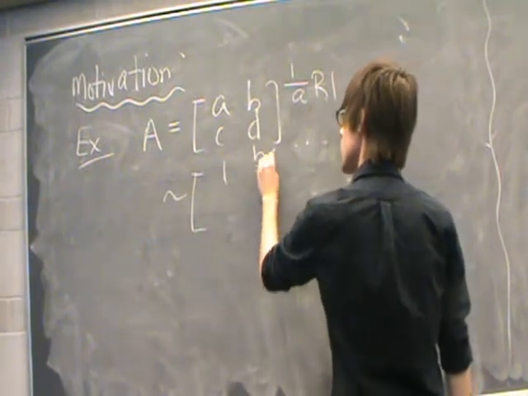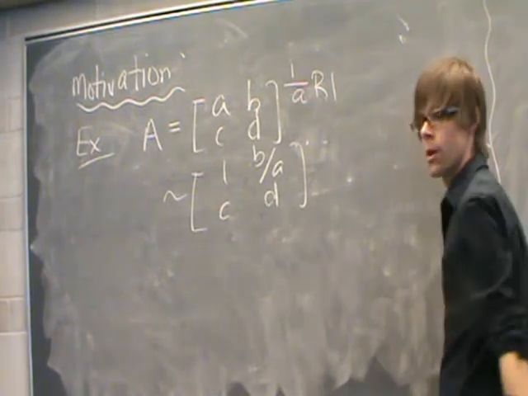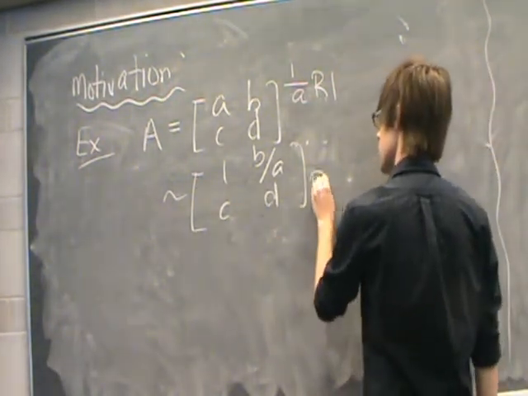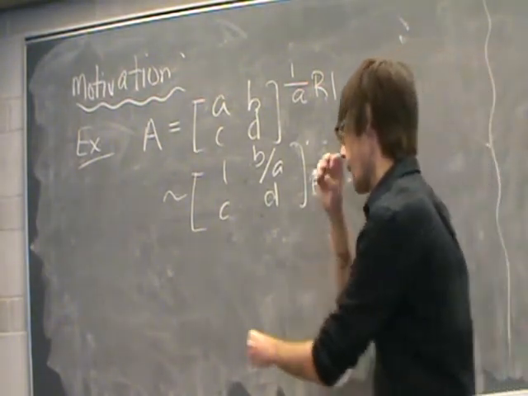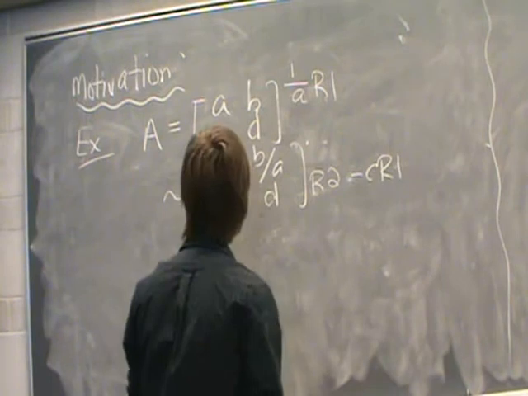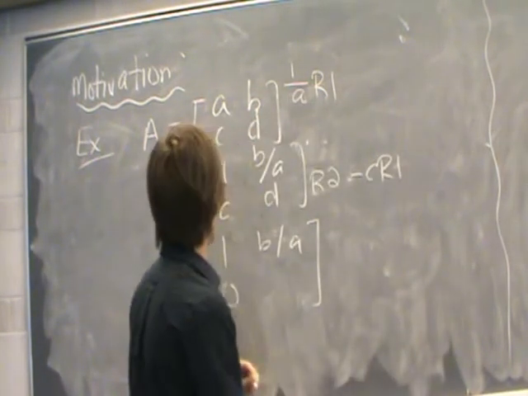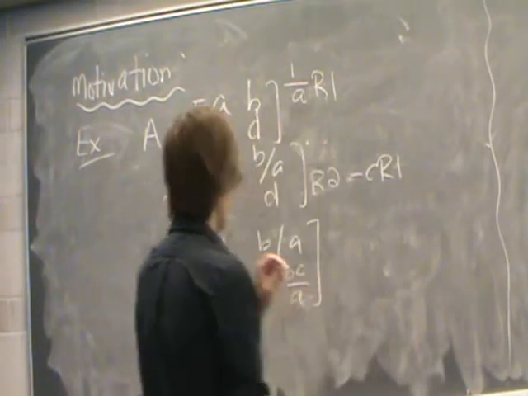We got 1, B over A, and there is no change to row 2. Our second step, we would take row 2 and subtract C times row 1. And when we do that operation, we're going to get something that looks like this. Okay, D minus BC over A.